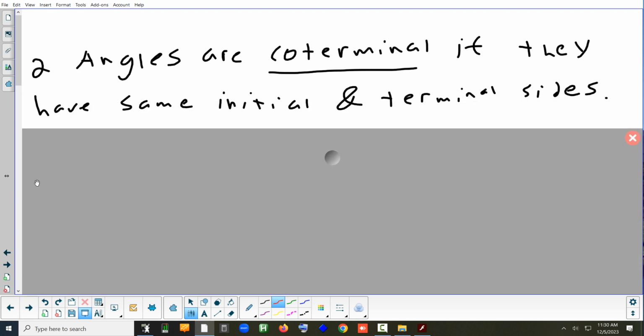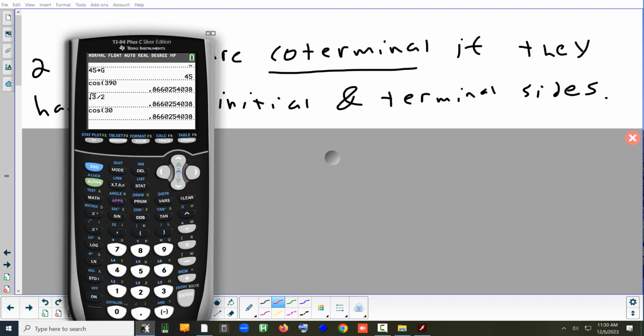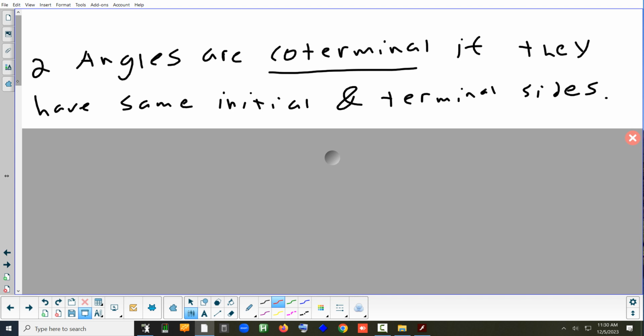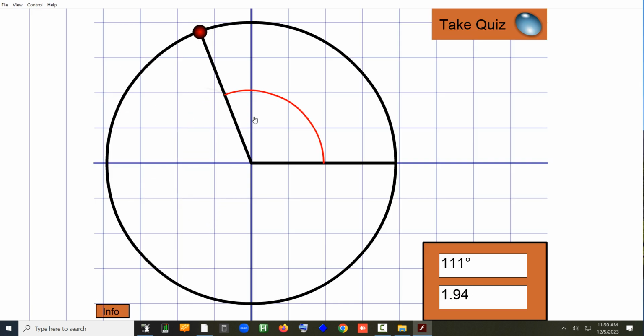All right, so another term, coterminal. Well, to give you an idea, 390 degrees and 30 degrees are examples of coterminal angles. Angles are coterminal if they have the same initial and terminal sides. So let me bring up that program again and just kind of show you. There's 90. Notice where the initial side is and the terminal side.